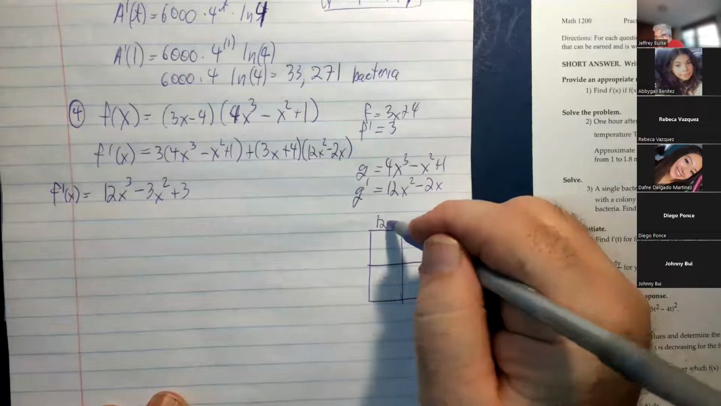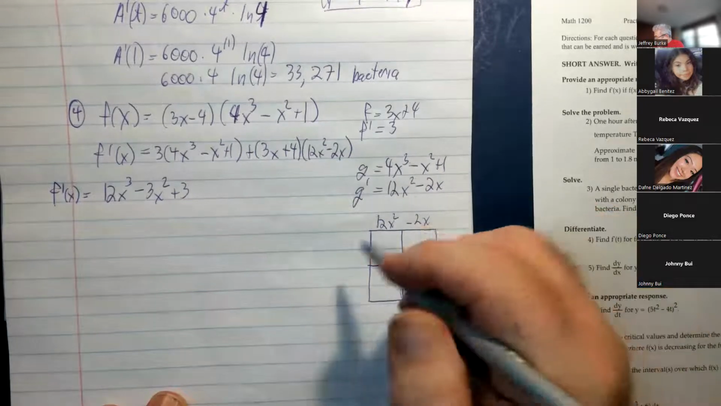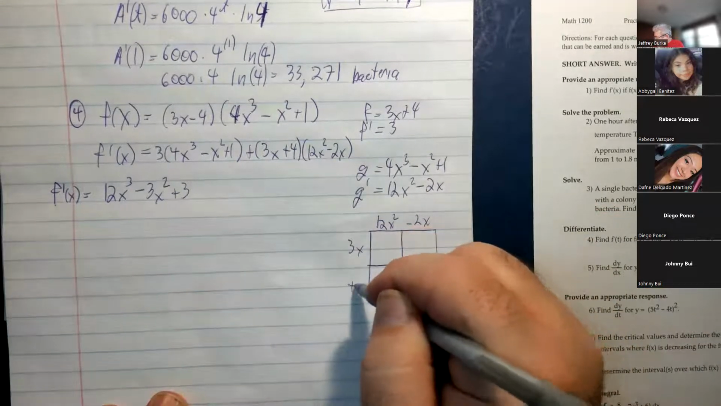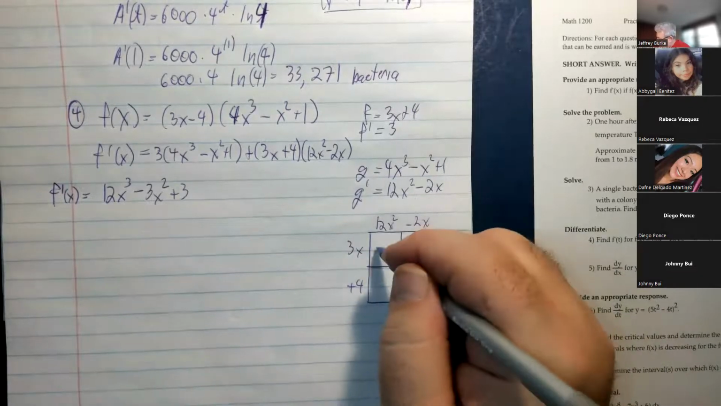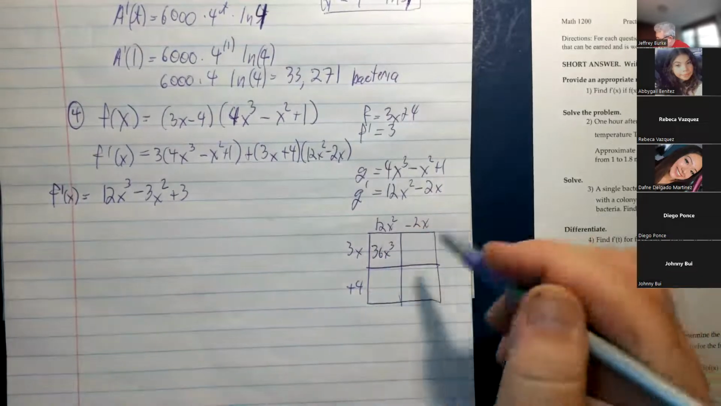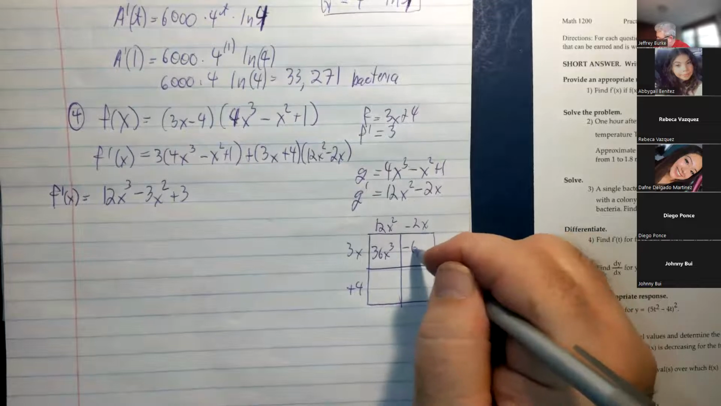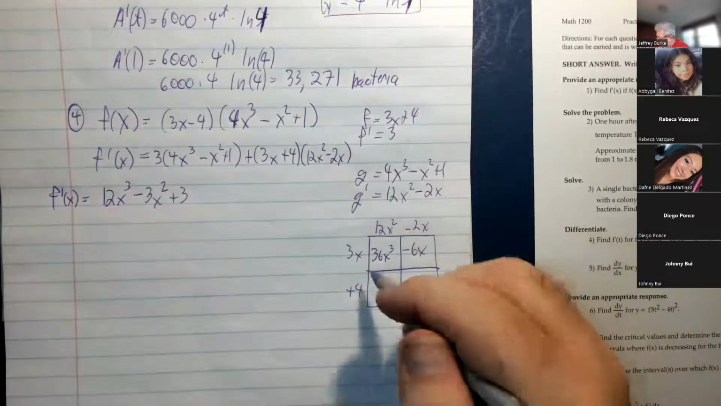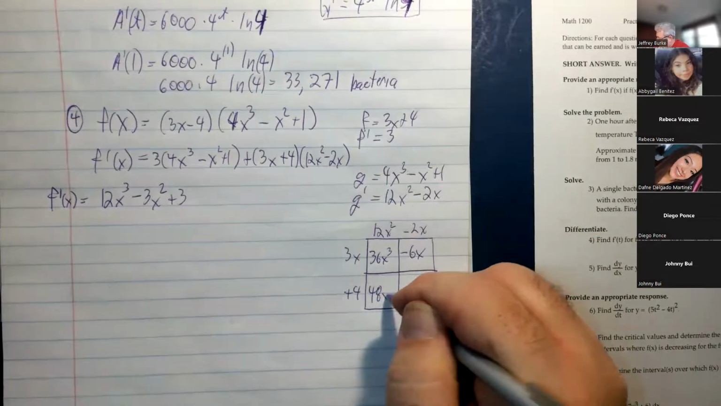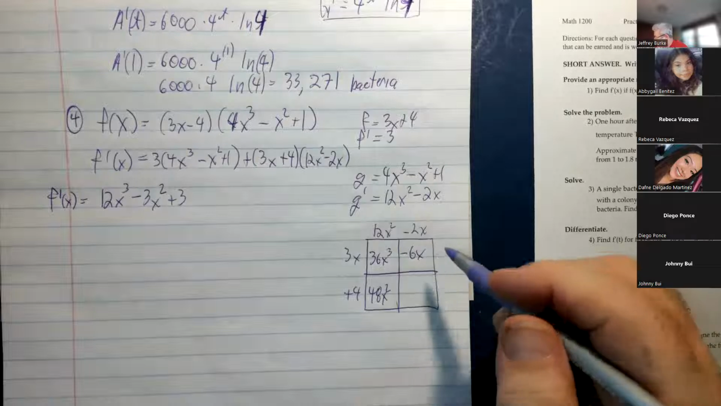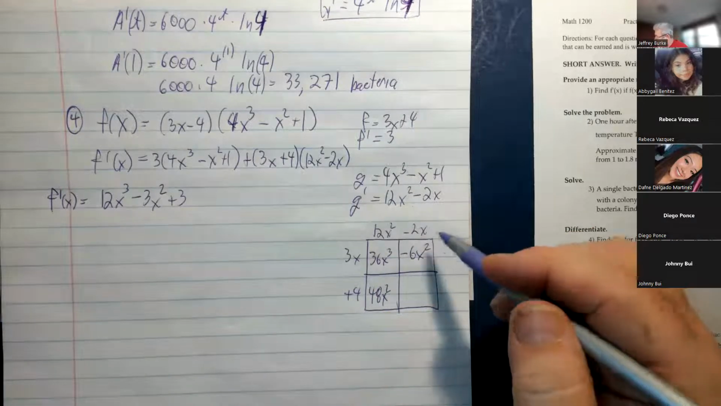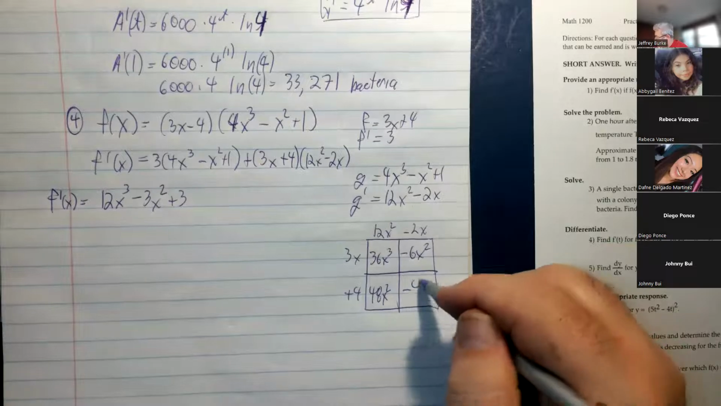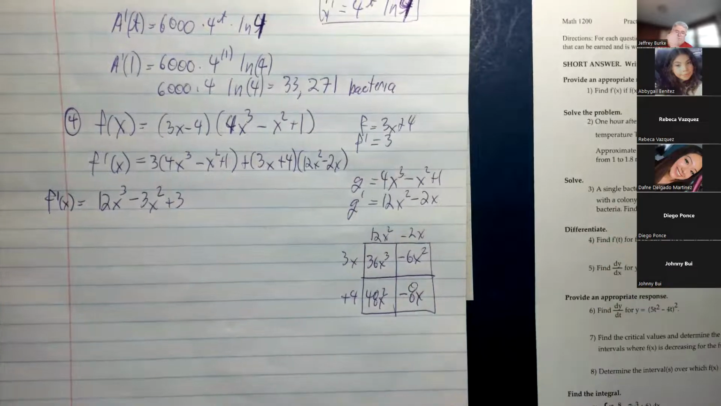This would be 12x squared minus 2x, 3x plus 4. So this is going to be 36x to the third. This will be negative 6x. 12 times 4 is 48x squared. Oh, this is x squared over here. 3x times negative 2x is negative 6x squared. And then negative 2x times 4 is going to be negative 8x.